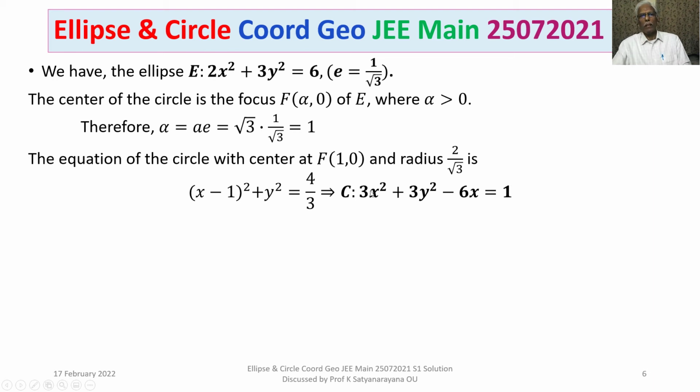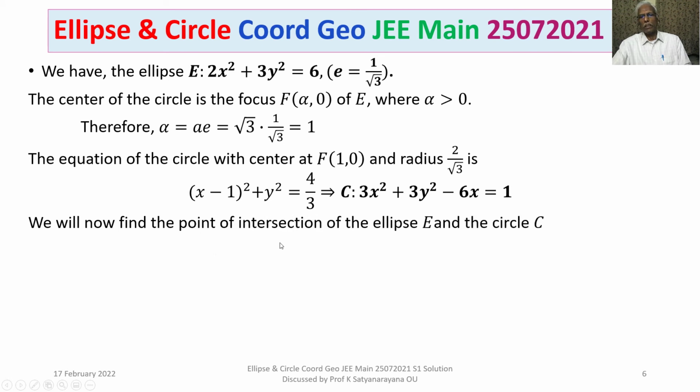Now, this circle and that ellipse are intersecting at the points P and Q, and we are required to find PQ². That is the problem. We will now find the point of intersection of the ellipse E and the circle C. So, ellipse E is this equation, circle C is the second equation.